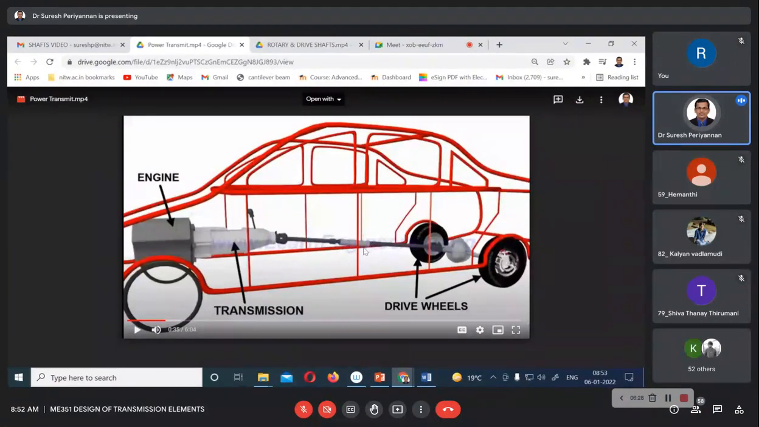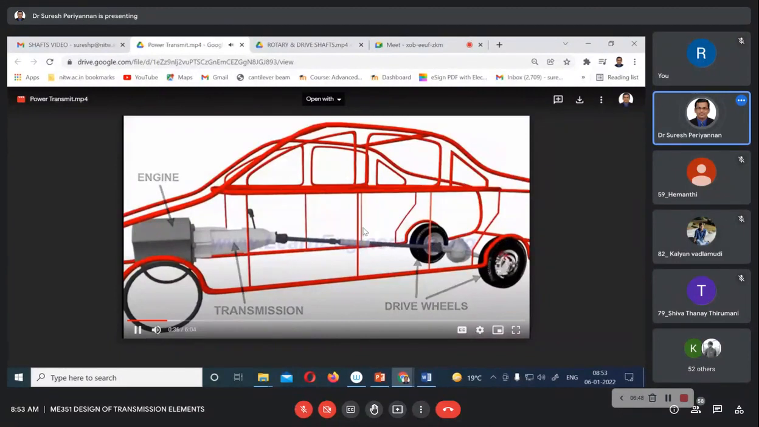Even with the road conditions, undulations or rough surface, power transmission can be done smoothly from the gearbox to the differential unit with the help of this mechanism, the propeller shaft and the universal joint.